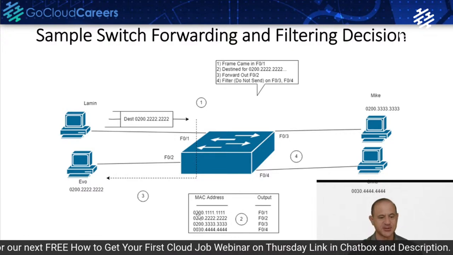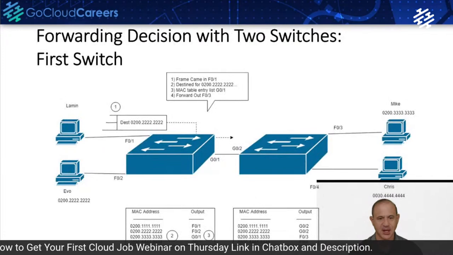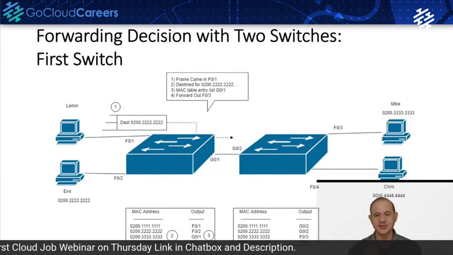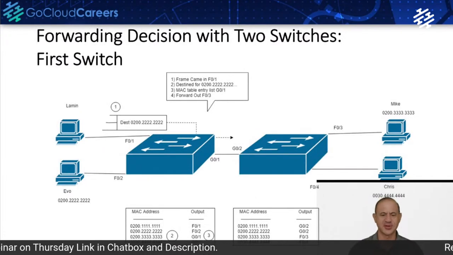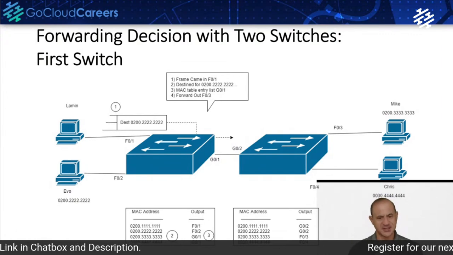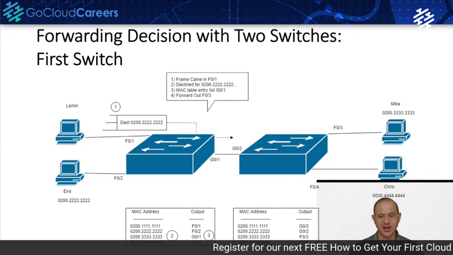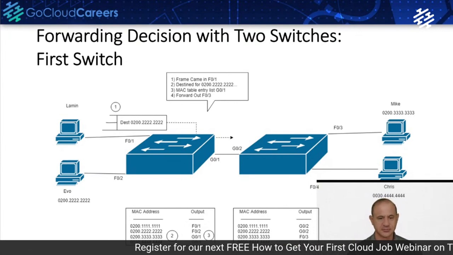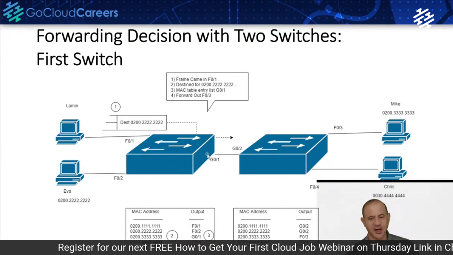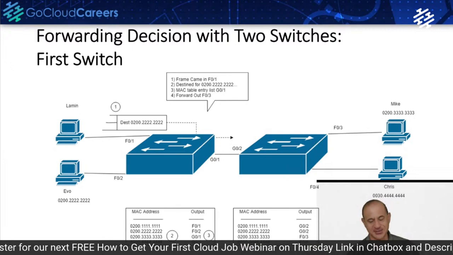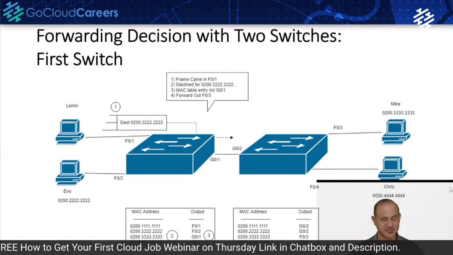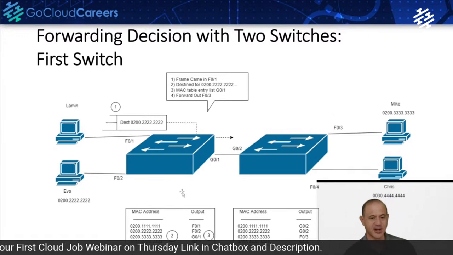At layer two, at Ethernet switching, we're dealing with MAC address labels. So now let's pretend we have two switches. Same thing. Laman wants to send out something to Eva Doikia, but he's never sent her a packet before. So what's going to happen? Well, at first, it's going to be flooded out this port, which is then going to get flooded out this port and this port too on a separate switch. And then it's also going to flood it out this port.